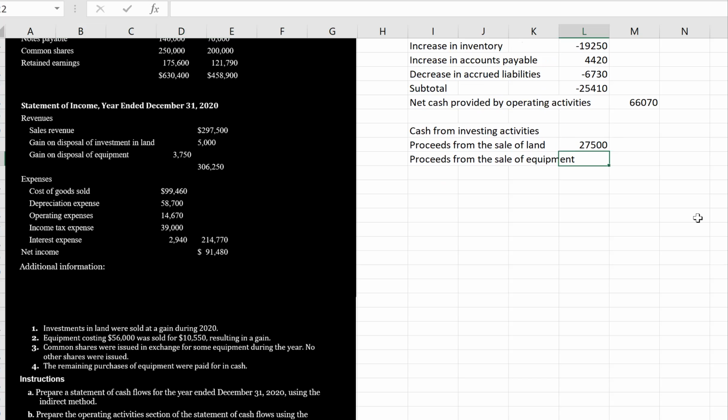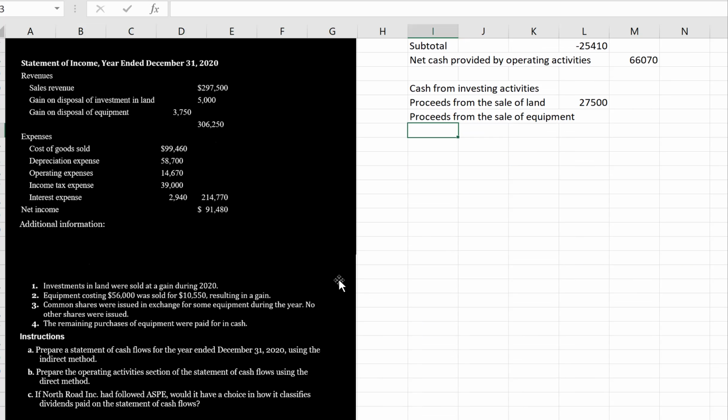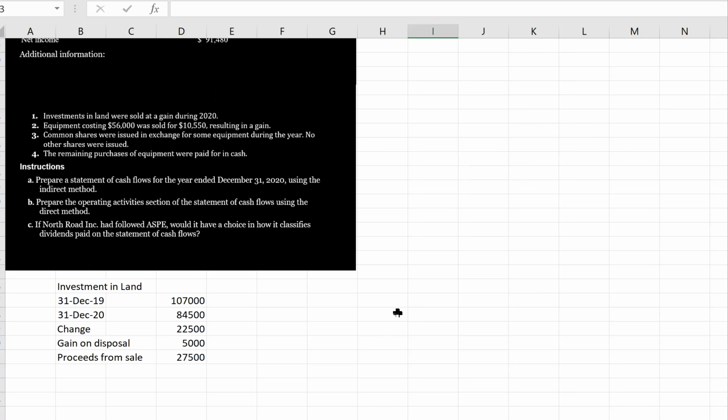And that's an inflow because, of course, when we get cash from selling something, we're going to have an inflow from it. So then we've got the proceeds from the sale of equipment. So let's see what we've got there. Let's do the same thing for equipment and see where we can get to.